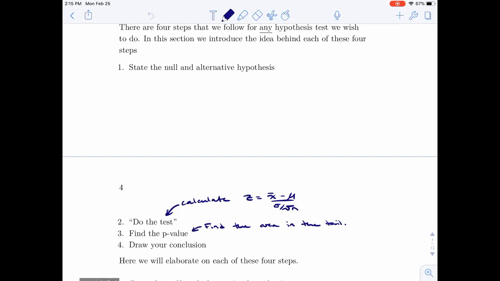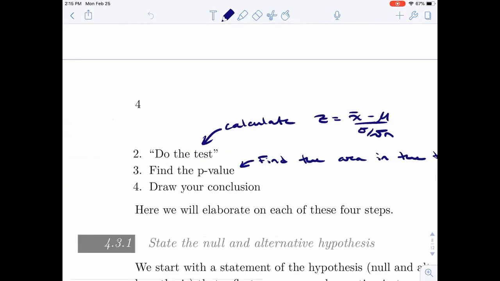The second step is do the test. Do the test you already know how to do. It's just that we haven't called it doing a test. We just said calculate the z-score. So doing the test is really just calculating the z-score, and later it'll be a t-score, but we'll talk about that. Calculate a z-score to see how far your sample mean is from your hypothesized mean. So you know how to do that step already. We just haven't done it in this kind of setup.